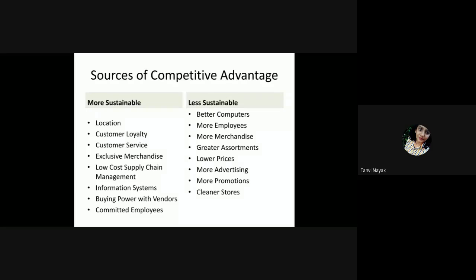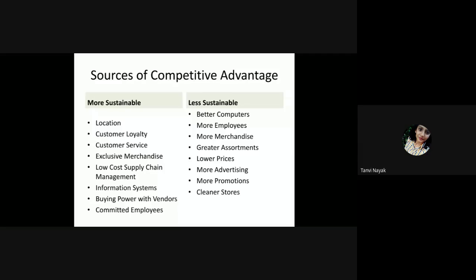So that has to be kept in mind. Then how committed your employees are, and how skillful people will put their wholehearted effort into making your business. Okay, then we have less sustainable things, like better computers, maybe extra investment. And more employees that you keep can sometimes also lead to more expenses.